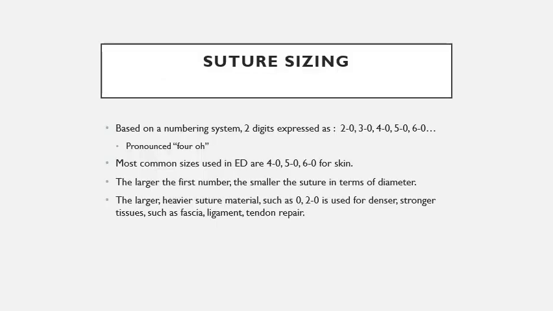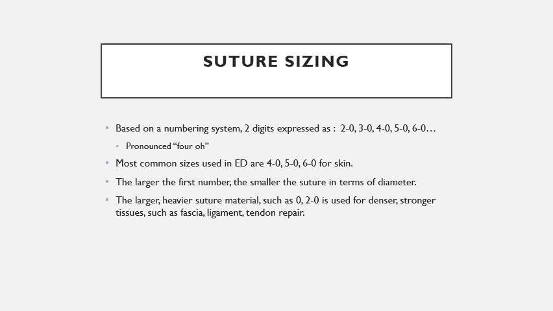Suture sizing. It's based on a numbering system and it includes 2 digits. They're commonly expressed as 2-0, 3-0, 4-0, and so on. Most common sizes used in the emergency department are 4-0, 5-0, and 6-0 for the skin. The larger the first number, the smaller the suture in terms of its diameter.